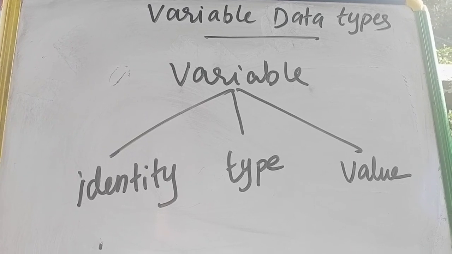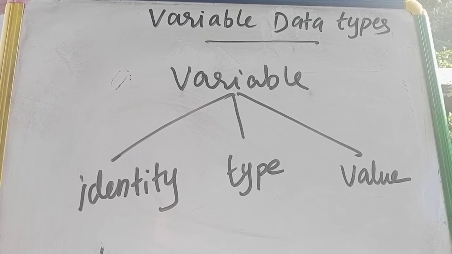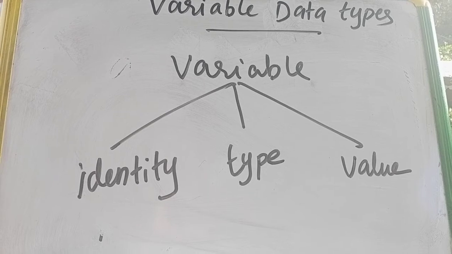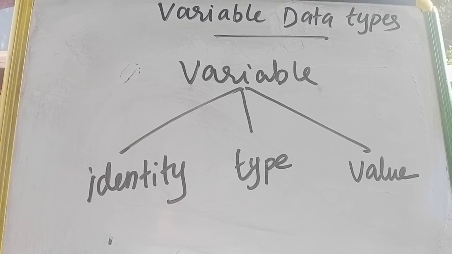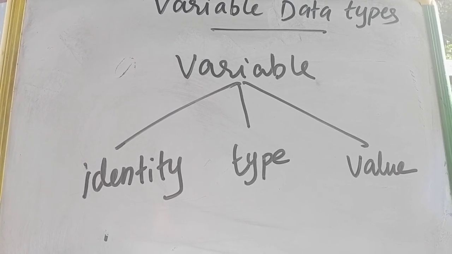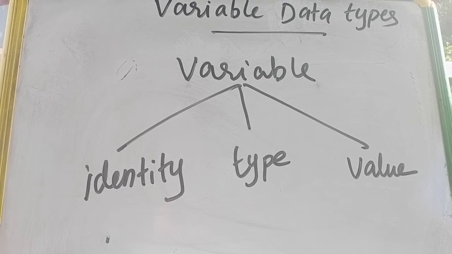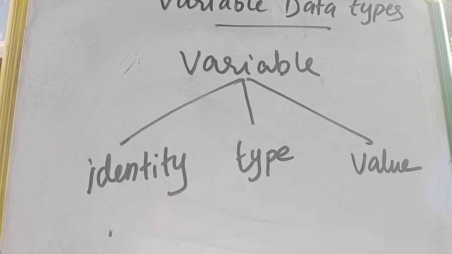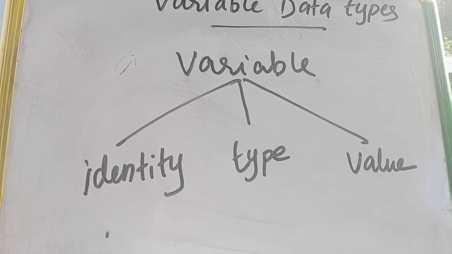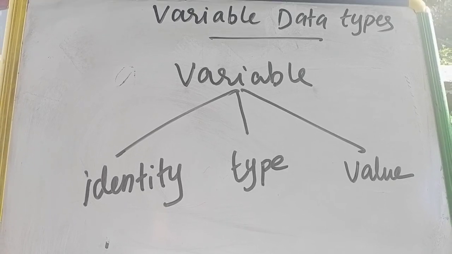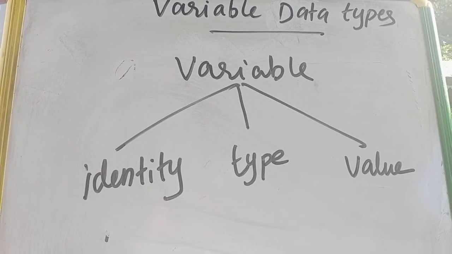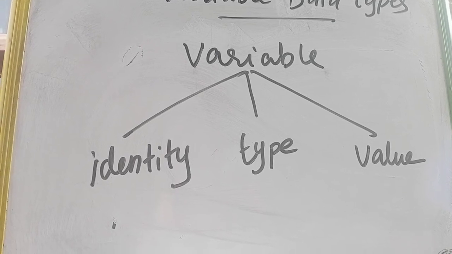So what is a value? Whatever value you are assigning to the variable, that is the value itself, right? What is a type? The value decides the type. That means whatever value you are putting over there, it will decide the type. And identity means the address location of your variable. So a variable contains identity, type and value.